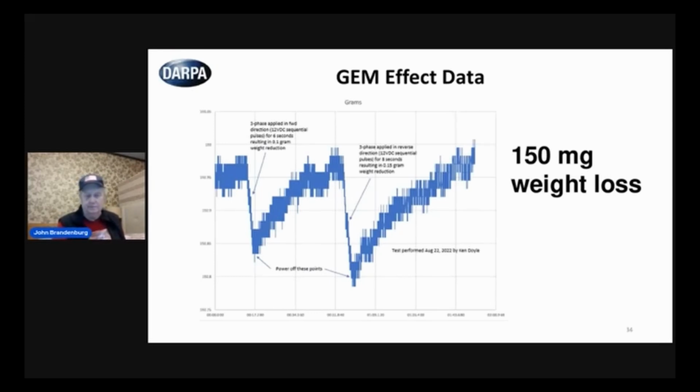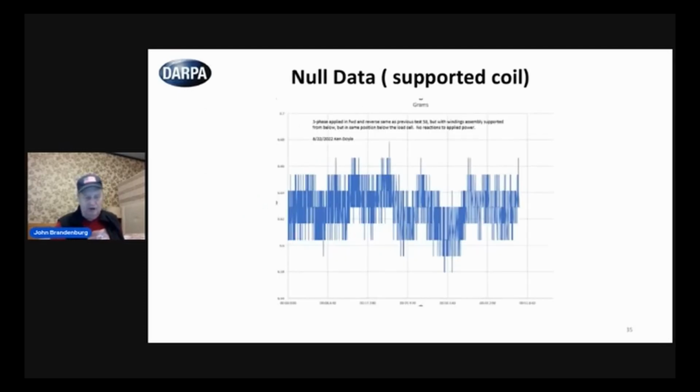So next, we also did a no result experiment where we supported the coil. There was still only a tiny amount of weight on the load cell, and we turned it on and off. And this is just the standard noise we saw. So we saw no effect without power.